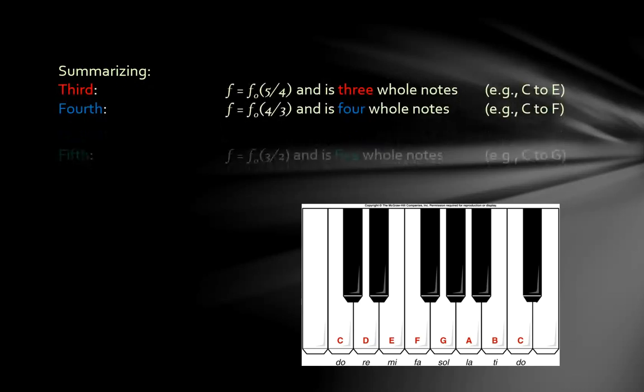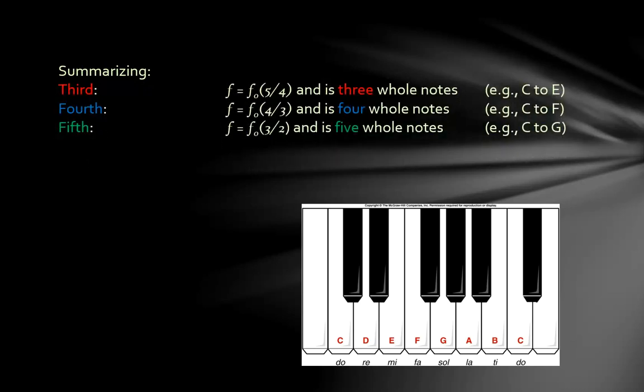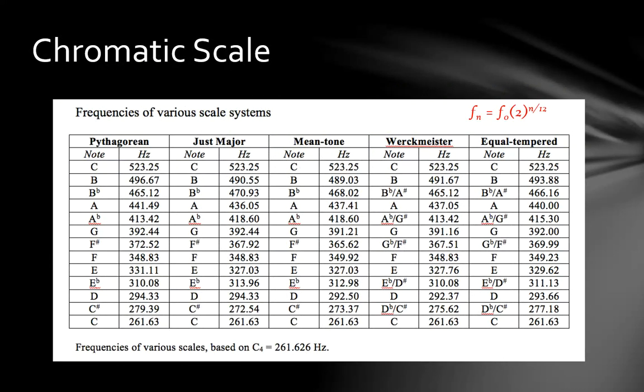Summarizing, this is just showing a summary of what the third, fourth, fifth, and octave mean. So we've already covered that. Here is a comparison of the different scales. The Pythagorean, remember, the Pythagorean scale comes from taking 3 to 2 ratios and 2 to 1 ratios to come up with your complete set of 12 tones.